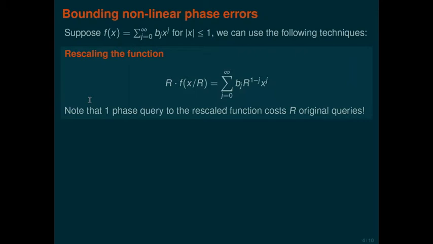So this is a nice trick, but the problem is that since I only have oracle access to the function itself, whenever I rescale the function, basically one oracle query to the new function is r times the number of queries to the original function. So it's expensive to do this rescaling. Nevertheless, basically, this was the way Jordan dealt with the error, and this was suboptimal.